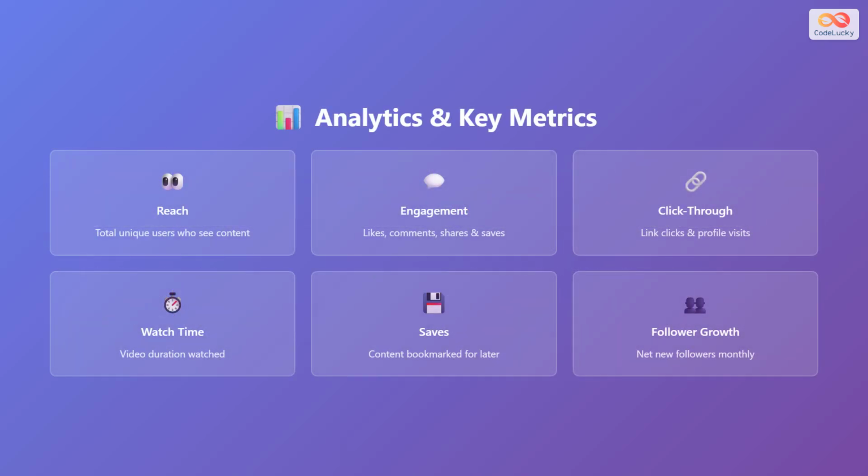Understanding your analytics helps you improve your strategy. Reach is the total number of unique users who see your content. Engagement includes likes, comments, shares, and saves. Click-through measures how many people click your links and visit your profile. Watch time shows how long viewers watch your videos. Saves indicate which content people bookmark for later viewing. Follower growth tracks your net new followers monthly. Monitor these metrics regularly to see which content resonates most with your audience.